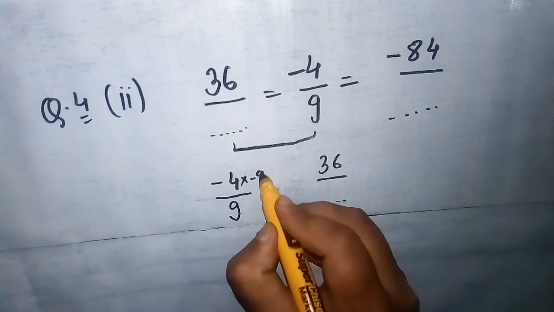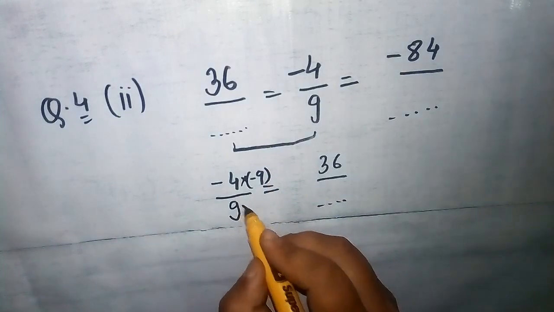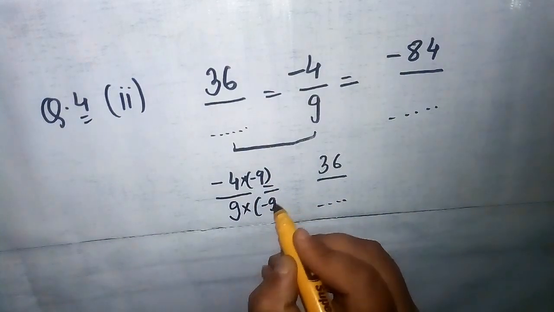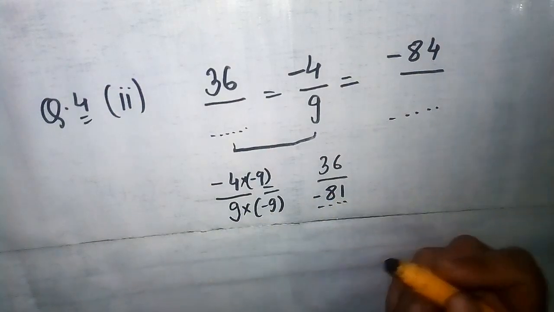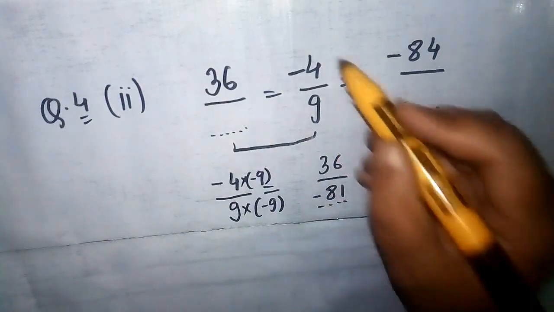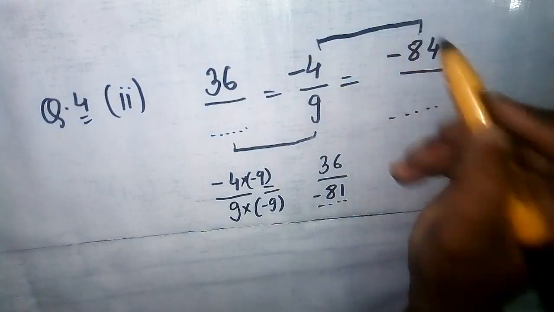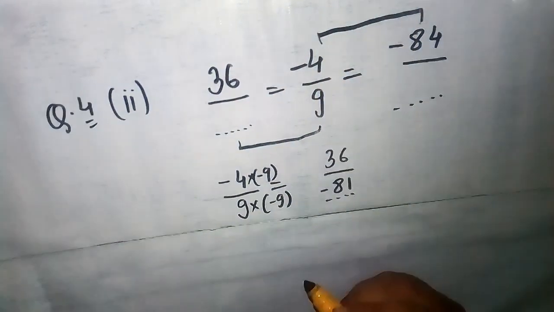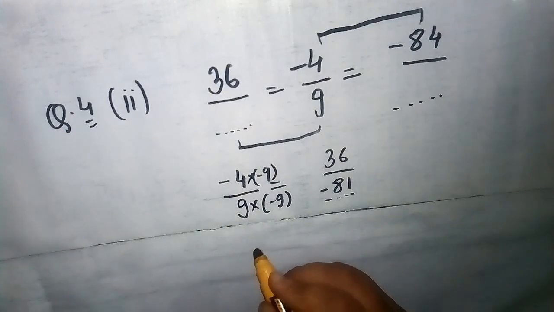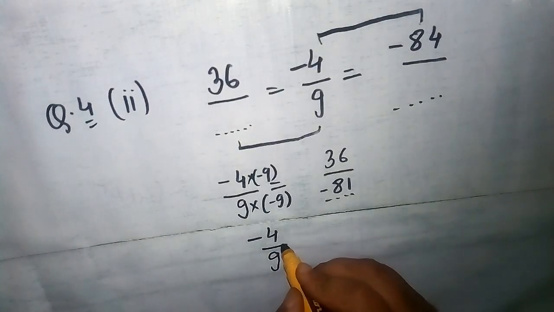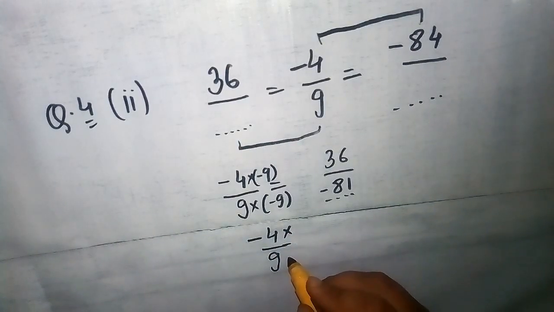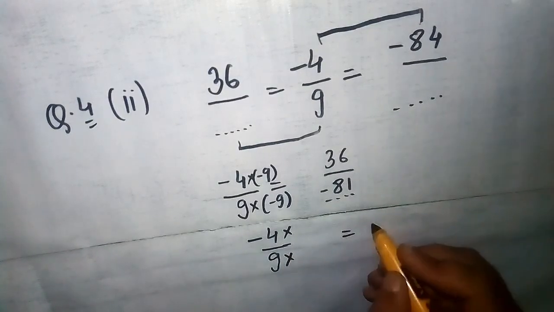We know that 4 nines are 36, but the sign is changed, so we have to multiply by minus 9, and by the same minus 9 we have to multiply the denominator, so 9 into minus 9 will be minus 81. Now for the next, you have to take the second part and the last part. Remember, one part we have to take where both numerator and denominator are given, and one part where we have to find out the numerator or denominator.